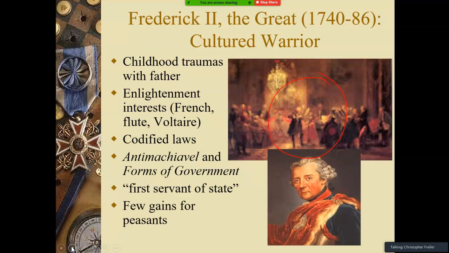He reversed some of the policies of his predecessors, and so peasants didn't really gain a whole lot, and Junkers were returned to their privileged position within society.